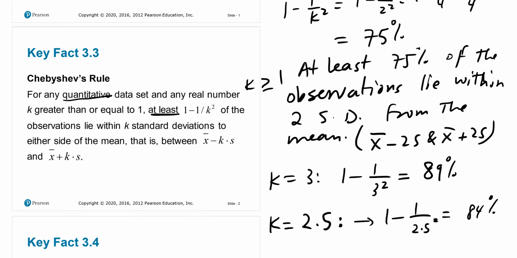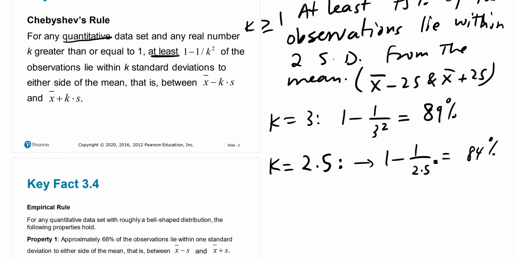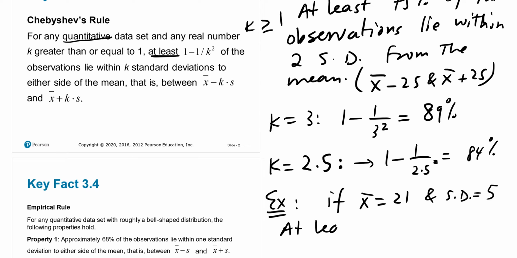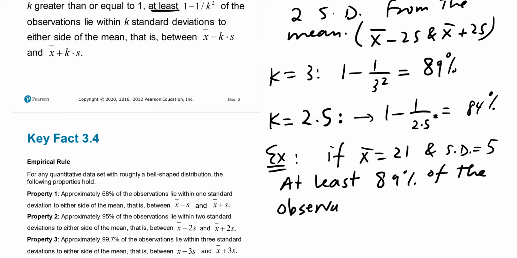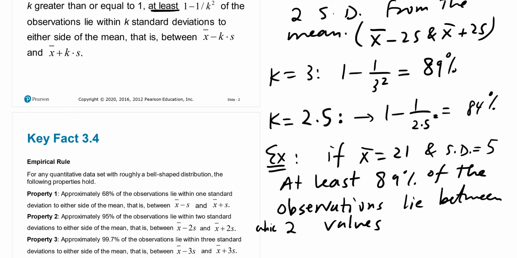Okay, here's how they can ask it in a different way. Let's say they ask us, for another example, the mean is 21 and the standard deviation is 5, at least 89% of the observations lie between which two values. Okay, that's the question.